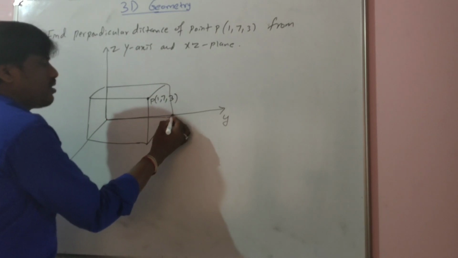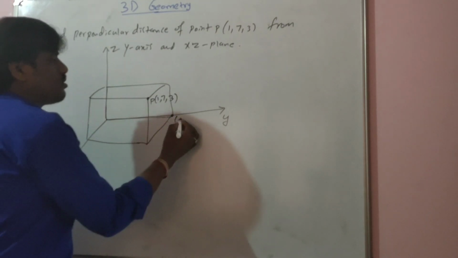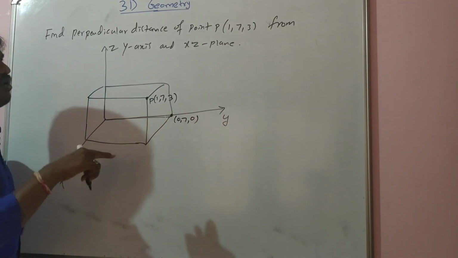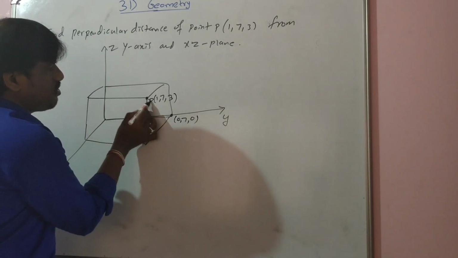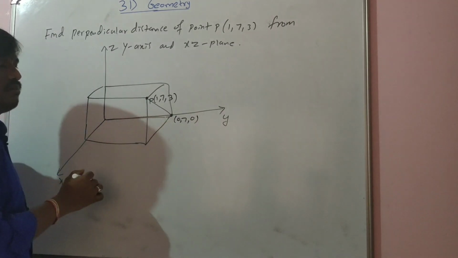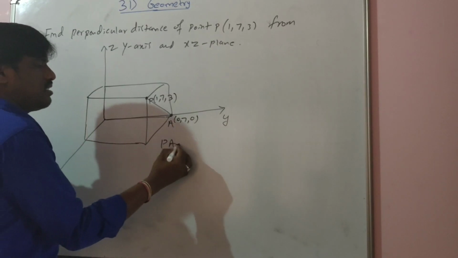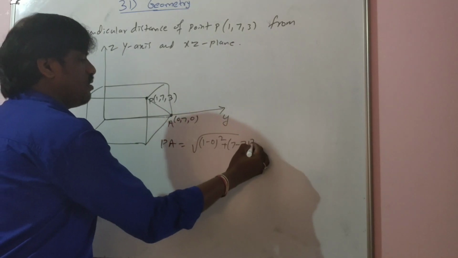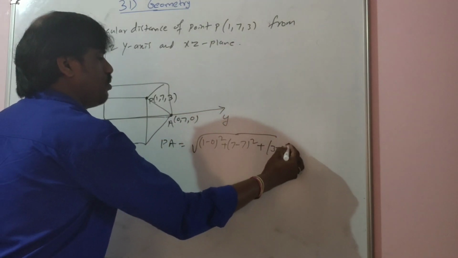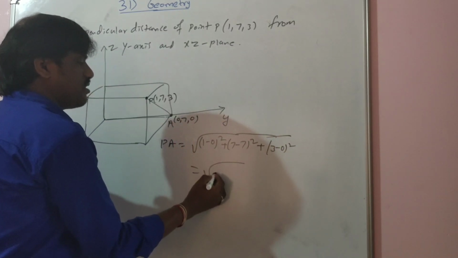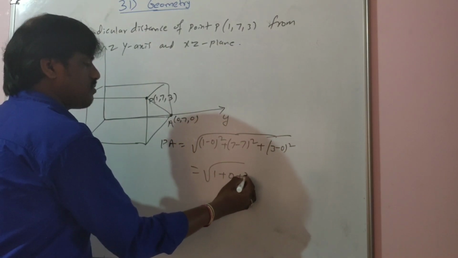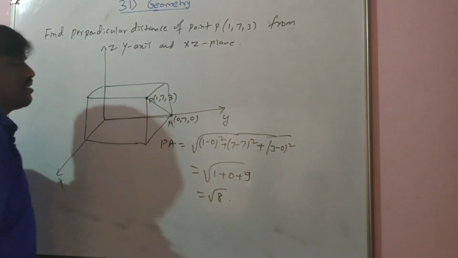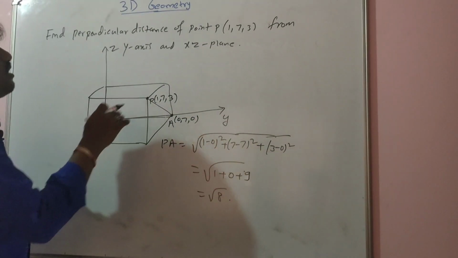If you want to take a point on the y-axis, this is the point on the y-axis, so that will be (0, 7, 0). This is the point on the y-axis. So the perpendicular distance will be, if this is the point A, then PA is equal to square root of (1 minus 0) whole square plus (7 minus 7) whole square plus (3 minus 0) whole square. So I get square root of 1 square is 1 plus 0 square plus 3 square, 3 square is 9, right? So square root of 10 is the answer. Hope you understand.